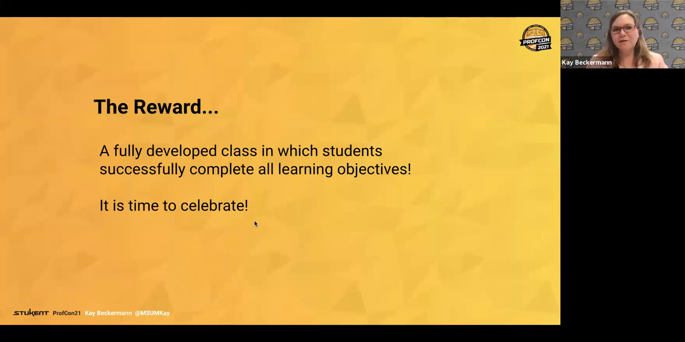And then the reward, of course, is a fully developed class in which students successfully complete all their learning objectives, and you can celebrate. I did find, at the end of the semester, we call it the student evaluation on teaching, student review of instruction. That's what it's called, student review of instruction. They appreciated this. They really felt that they learned quite a bit of information in this class. And when I could look at past classes when I was not as prepared, I could see the difference. So I knew that taking the time to make this course map really led to a more successful class in the end.